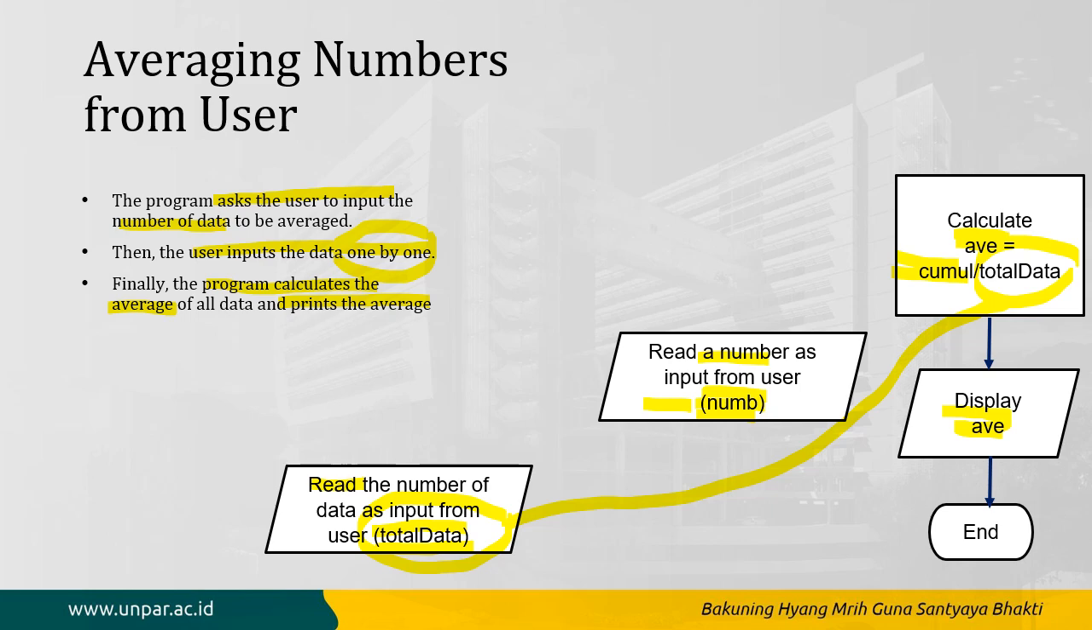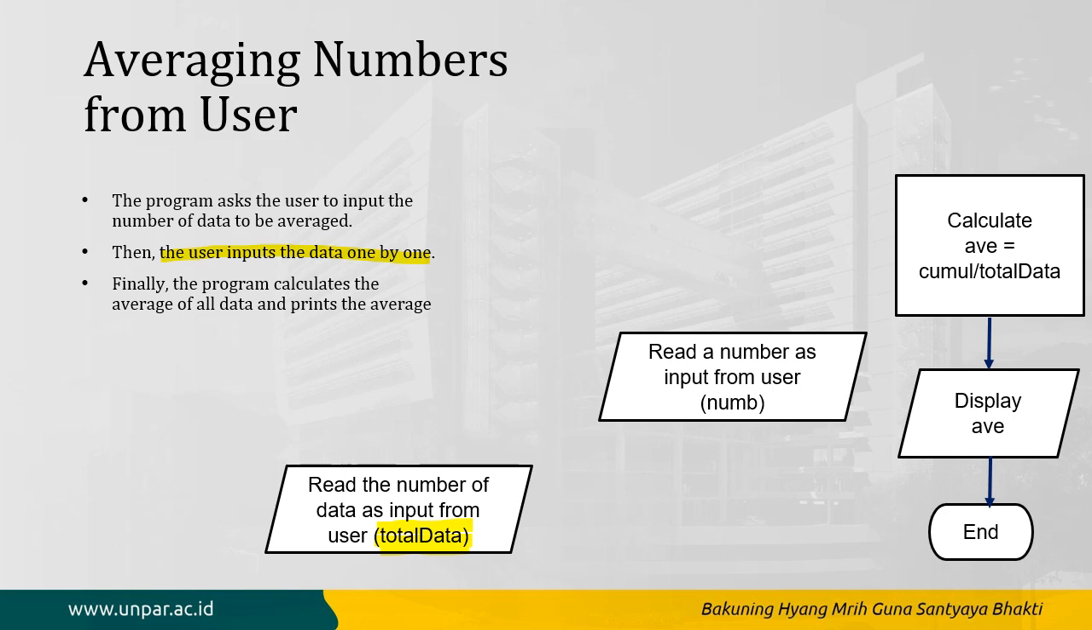Next, we're going to complete all the other steps to make this flowchart complete. This is what we've seen so far from the previous slide. Now we're focusing on the second point, which says that the user inputs the data one by one. Now think about it. How many times does a user need to input the data? Obviously, up to the total data amount, right? If we have not reached the total data, then we need to keep inputting the number until we have reached the total data that we have.